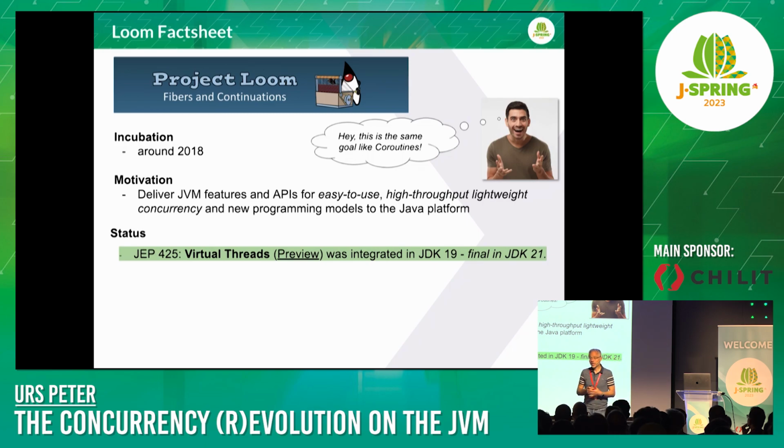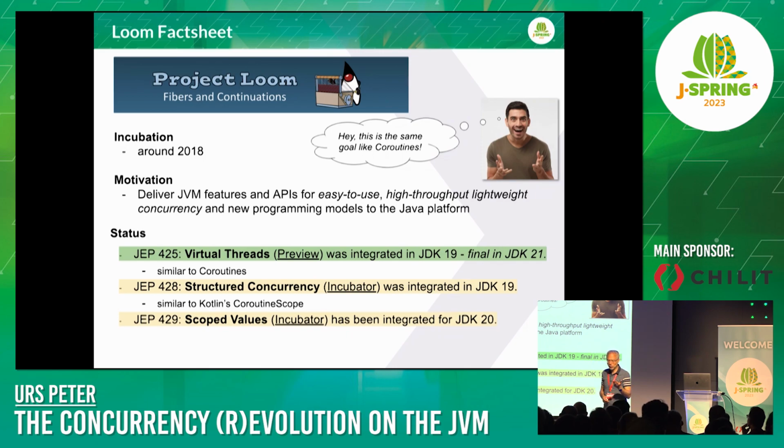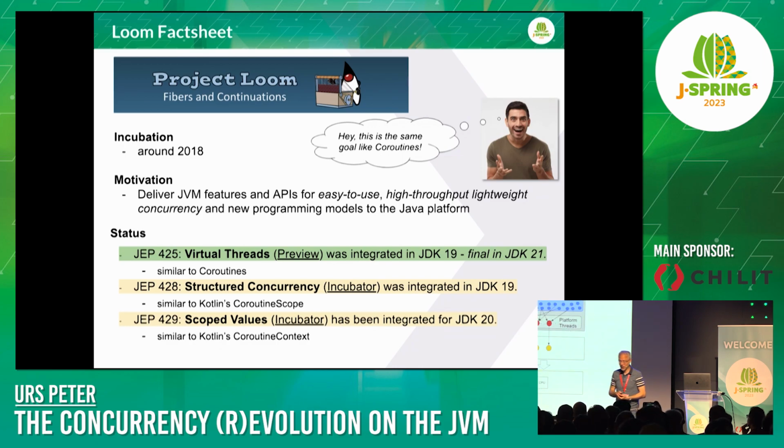Loom is not one thing. Loom is actually divided into 3 different chapters. The first chapter is virtual threads, you might have heard of them. They're very similar to coroutines. This one is getting final at the end of the year, so at the end of the year, we all can enjoy virtual threads. Then there are 2 other chapters which are still in incubator phase, which are structured concurrency, which is similar to coroutine scope, and then the so-called scope values, which are slightly similar to the coroutine context.